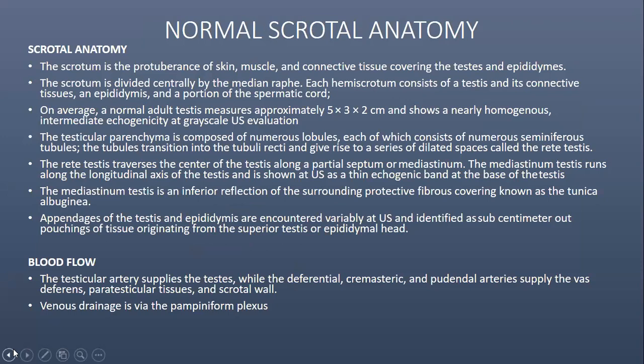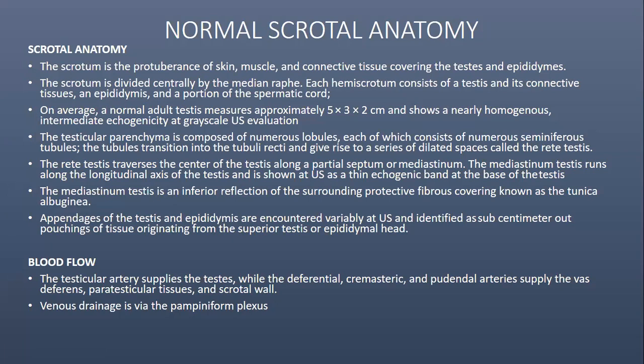The normal scrotal anatomy. I talked about the skin, the muscles, the connective tissue, covering both the testis and the epididymis. The blood flow is what I wanted to highlight. The testicular artery supplies the testis, and then the deferential, cremasteric and pudendal arteries supply the vas deferens, the paratesticular tissues, and the scrotal wall, the skin, and the median raphe. But the venous drainage is by the pampiniform plexus, which, if those vessels are dilated, we could talk of varicoceles, scrotal varicoceles. That is one thing we need to note.